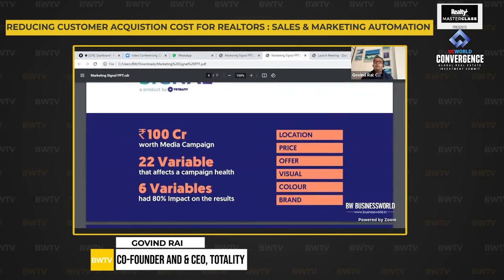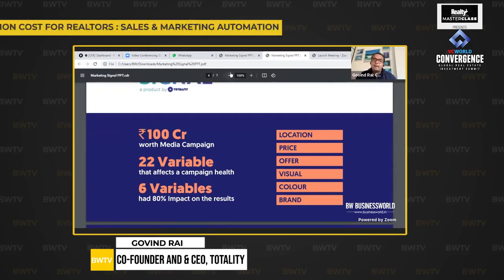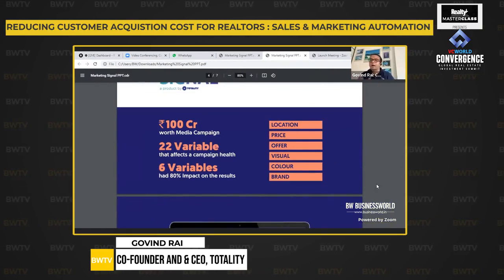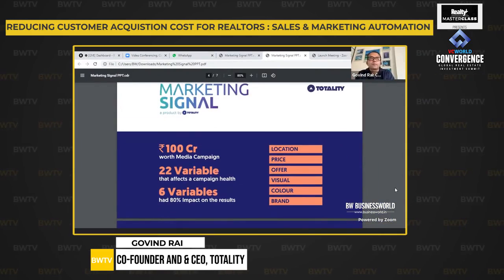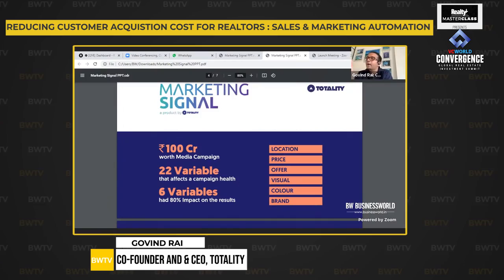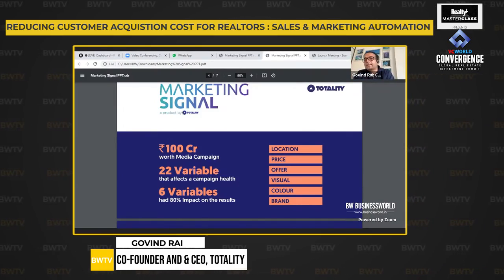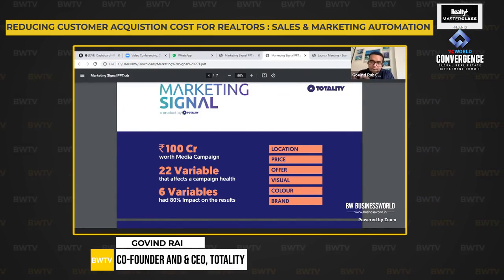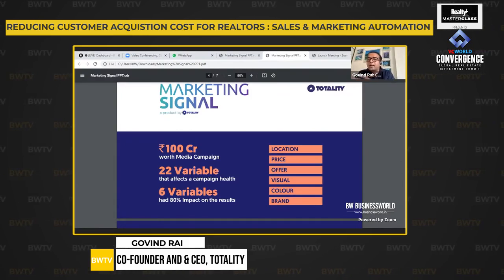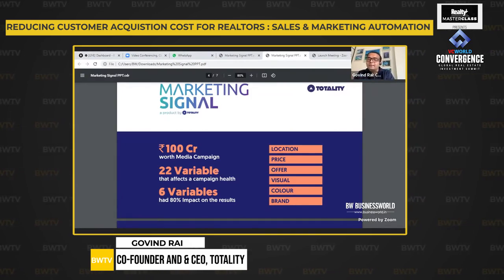So just to give you an example in the marketing mix domain, we have a product called Marketing Signal, which we recently launched, which was in a pilot over the last year, where we tried to track the digital spends of brands like Hiranandani, K Raheja, and many more. We realized that eventually, in a digital marketing campaign that we are running online, there are 22 variables really affecting a particular campaign, which could be the time of the campaign, location, price, offer, visual, color, brand. It can be the festive season. So there are 22 variables which are affecting this campaign.